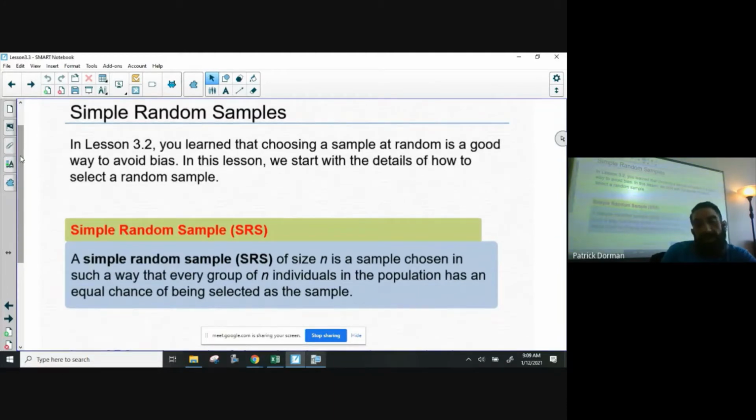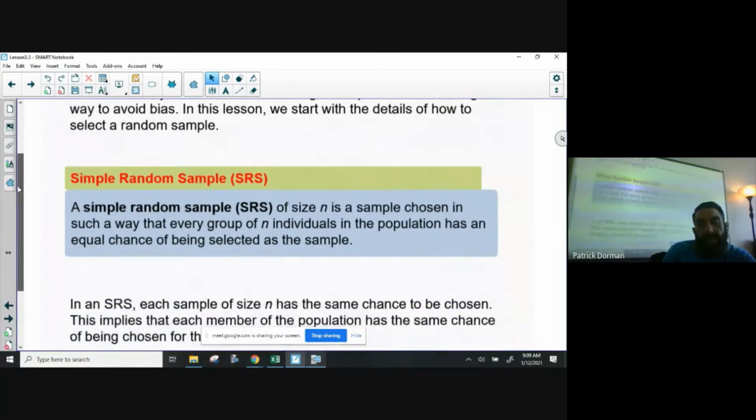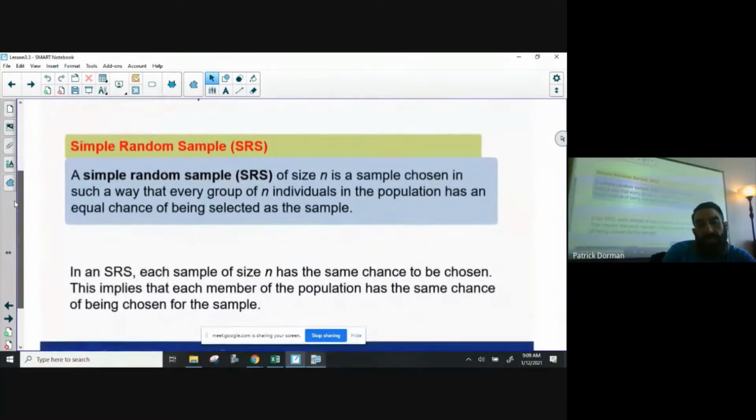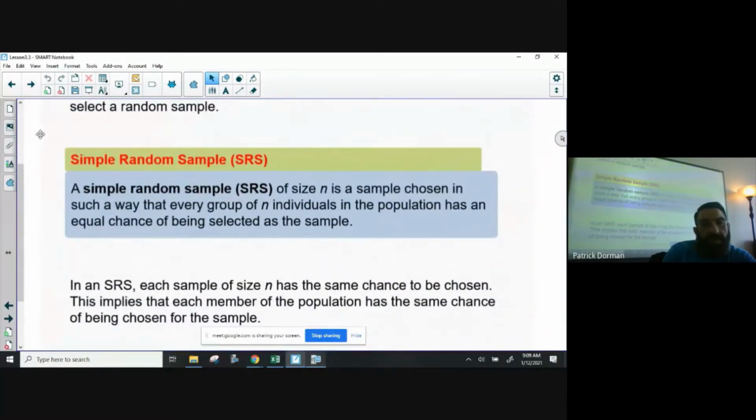Remember that N, the variable N, is always going to represent our sample size. And then that little paragraph just says what I just said in real person talk.